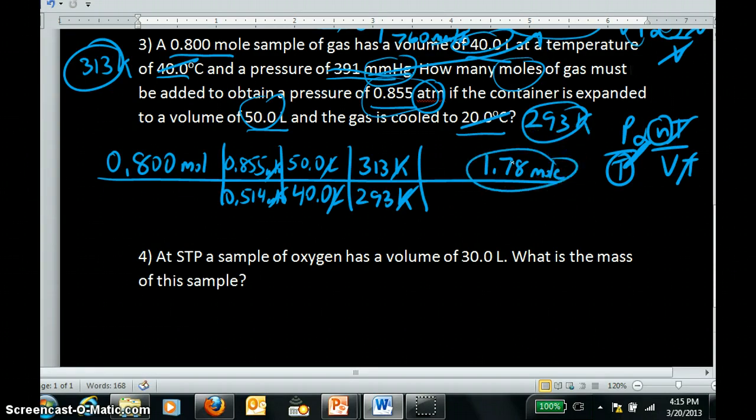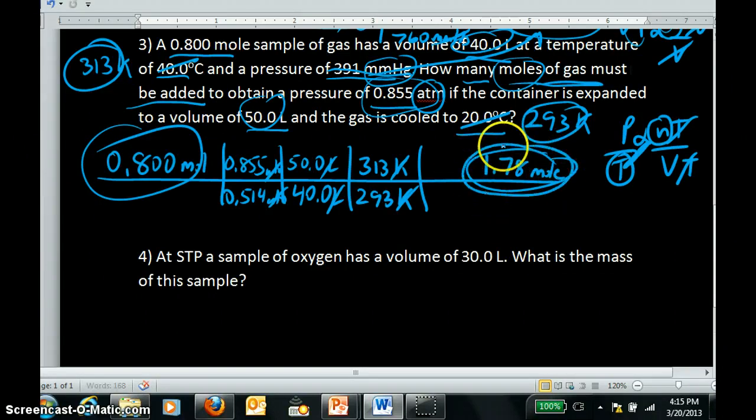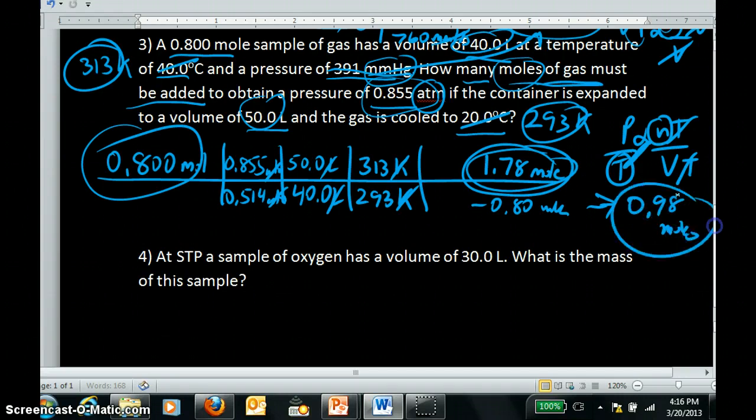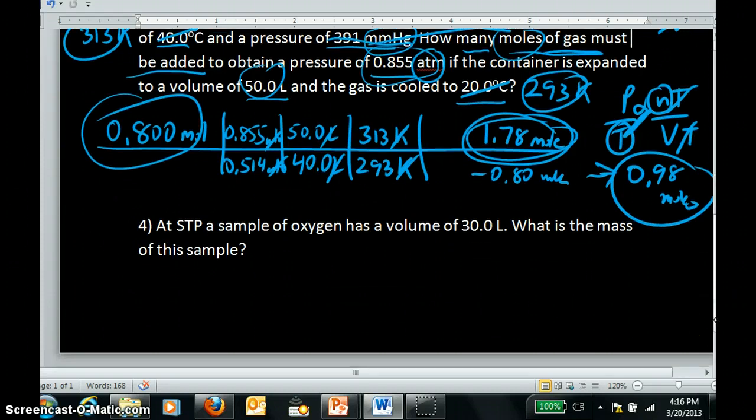But I need to read carefully. This is not really the answer to the question, and that's because we were asked how many more moles of gas must be added. So if we started with 0.8 moles, and through all these changes we end up with 1.78 moles, the difference is how much we had to add. And therefore, if I subtract 0.8 moles from what I ended up with, I realized that we had to have added 0.98 moles of gas. That's my answer.